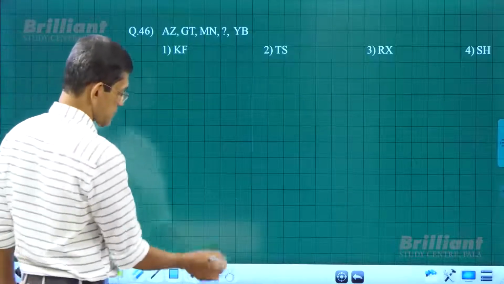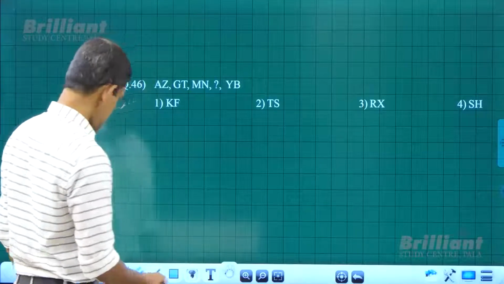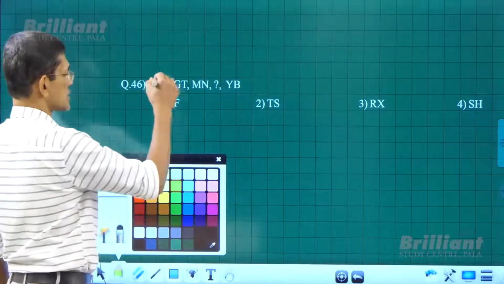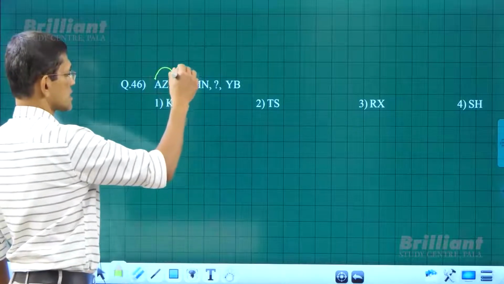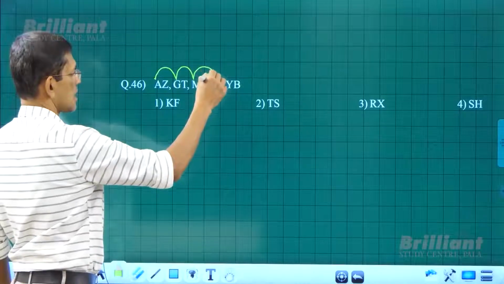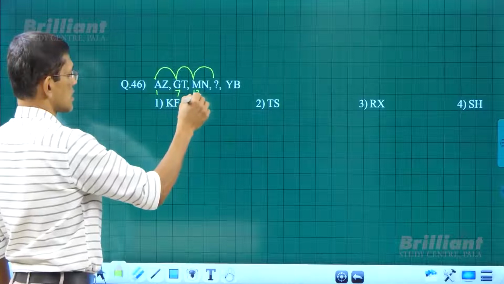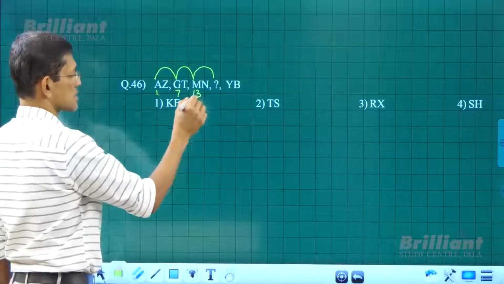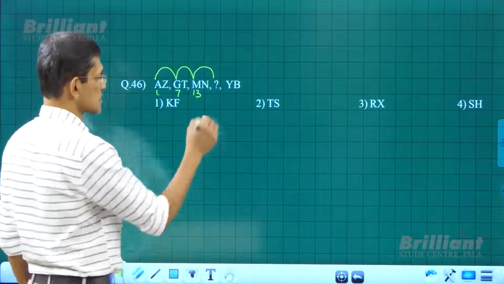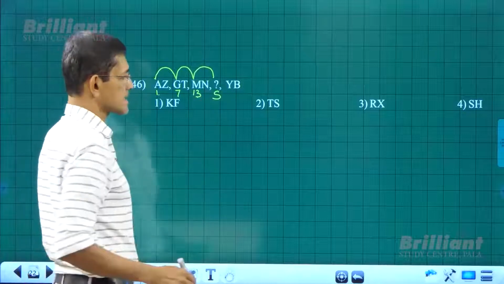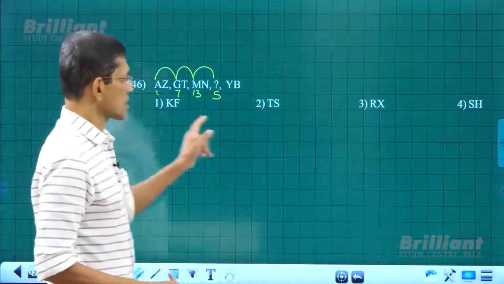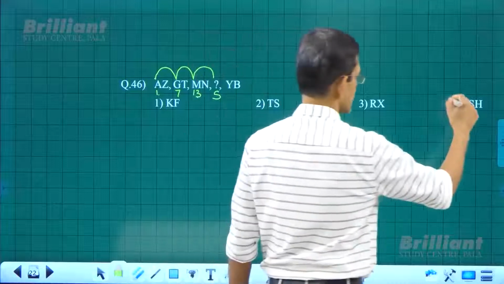Number 46. A, Z, G, T. So let's look at the first letters. A, G, M, and what is this? A is 1, G is 7, M is 13. So 1 plus 6 is 7, 7 plus 6 is 13, 13 plus 6 is 19. So the first letter of your answer must be S. So how many answer choices do you have starting from S? There's only one answer choice. That must be the answer.